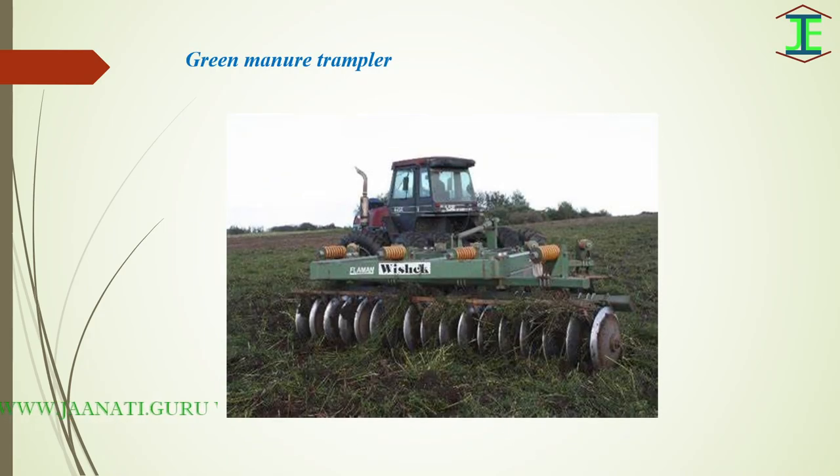Green manure trampler. It is an implement which is used for trampling and pressing the green manure crop in the fields. It is of two types, slat type or disc type. In the slat type, there will be long radial slats, like bars. Whereas in the disc type there will be discs. This is used for trampling and pressing the green manure in the field itself. Mostly the weight of this green manure trampler lies between 30 kg to 40 kg.